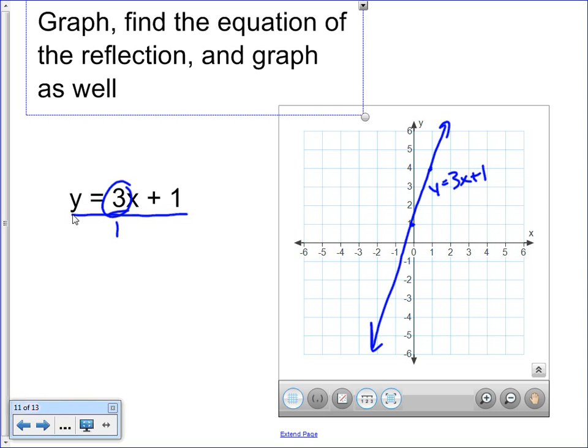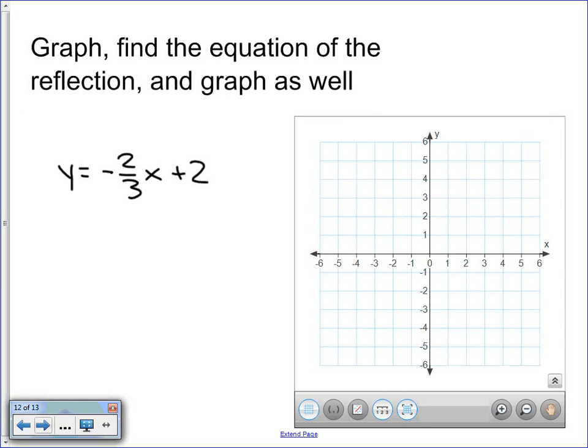Now the reflection, so we have y equals 3x plus 1. The only difference between an equation and its reflection is to flip the sign in front of the x. So instead of a positive 3, we're going to have a negative 3. Graphing this one, I again have a y-intercept of 1. I got to go down 3 and over 1. And this will be my graph of y equals negative 3x plus 1. Notice how basically all it did was reflect across that x equals 0 line, or the y-axis.